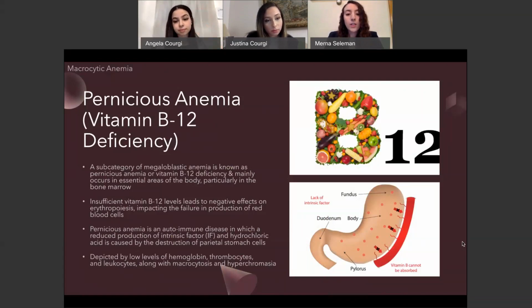Other causes not related to pernicious anemia include defective absorption of vitamin B12 in the ileum, such as in Crohn's disease, celiac disease, resection surgery, intestinal bacterial overgrowth, and fish tapeworm, as this is where vitamin B12 is absorbed. Pancreatic insufficiency is another cause, as pancreatic enzymes are also essential in freeing vitamin B12. A vitamin B12 deficiency can be identified by low levels of hemoglobin combined with macrocytosis and hyperchromasia. All cells affected by vitamin B12 deficiency also show decreased levels of thrombocytes and leukocytes.